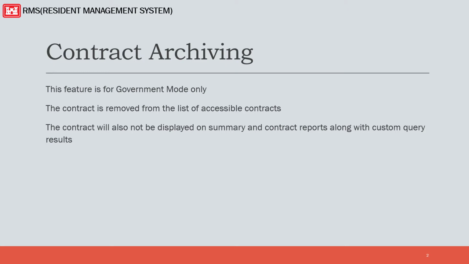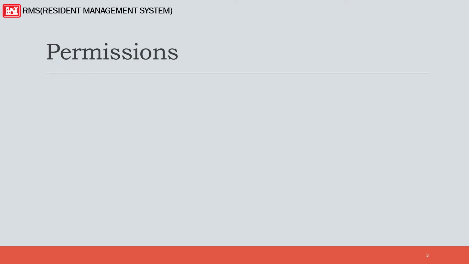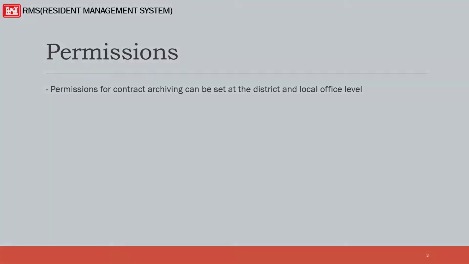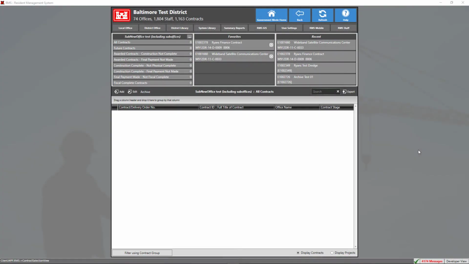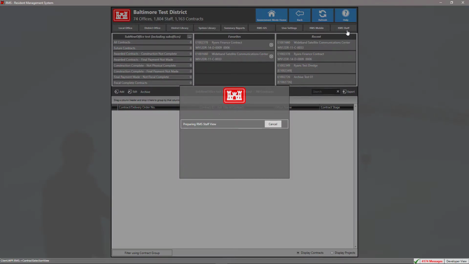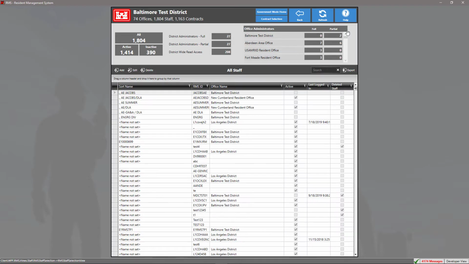Now let's cover who can archive and unarchive and the permissions needed. The permissions needed for archiving and unarchiving can be set at either the district or local office level. Take the following example. Once logged into the application, navigate to the RMS Staff tab. Now find the user you want to give archiving permissions to.